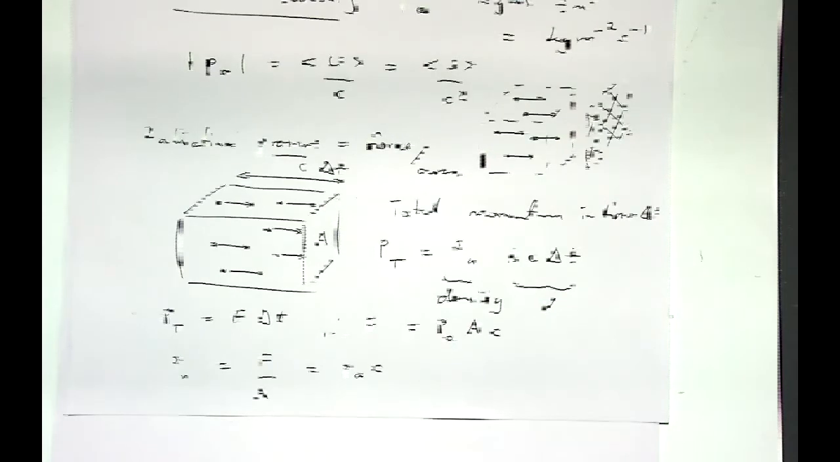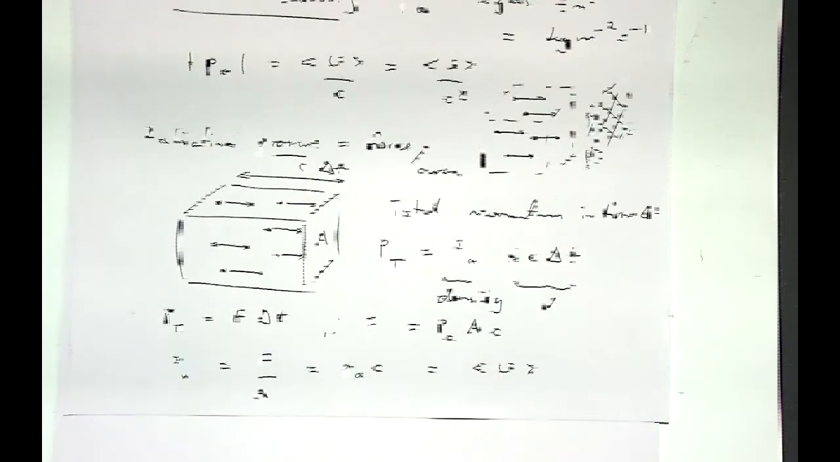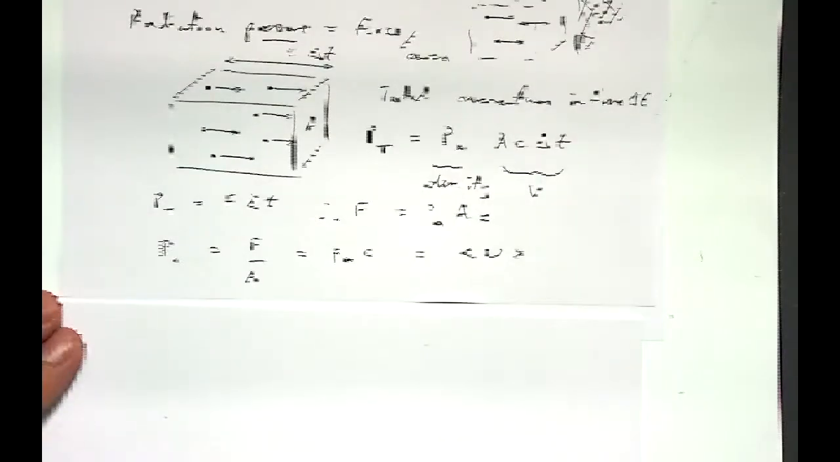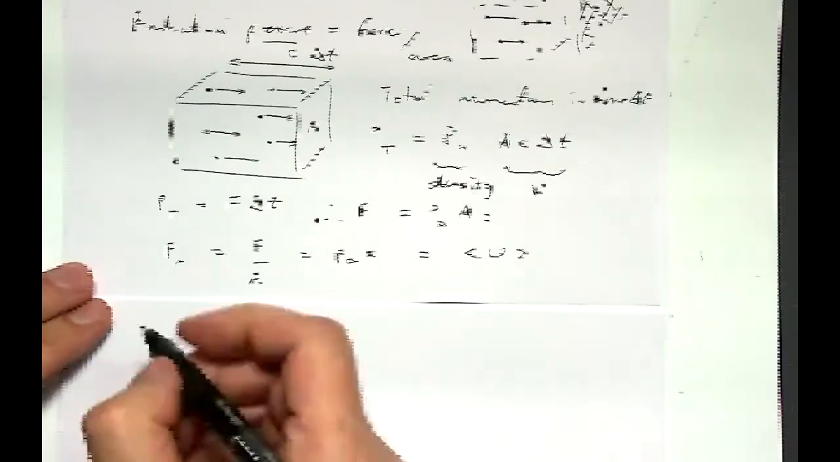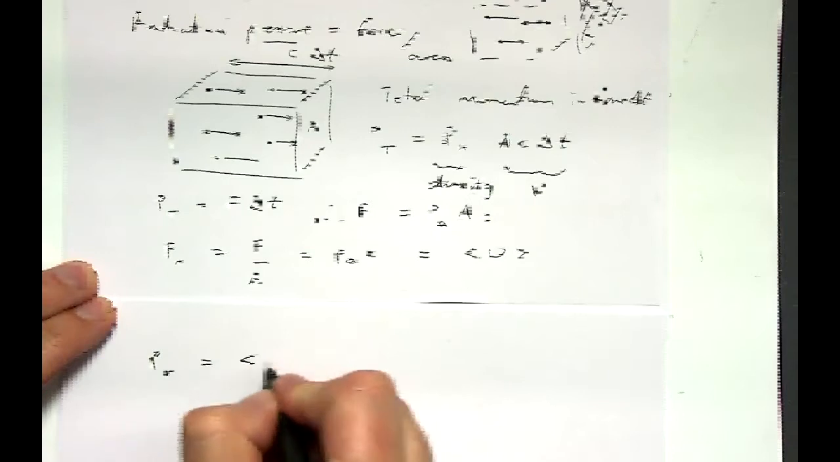Okay? And hey presto, radiation pressure is equal to the energy density U. Right? So whatever the energy density is, that is the radiation pressure. So we have three quantities. We have the radiation pressure, which is equal to the energy density in that EM wave, irrespective of the wavelength.